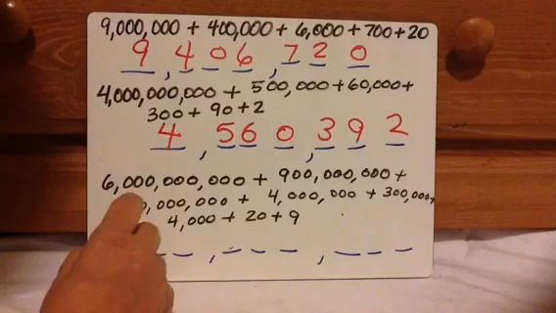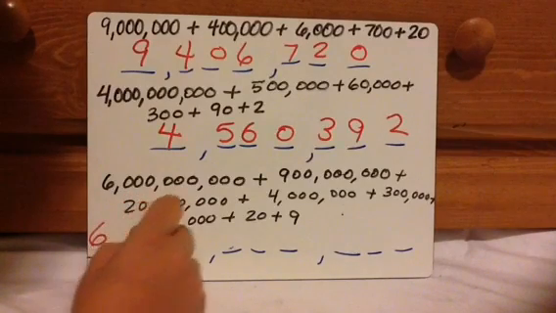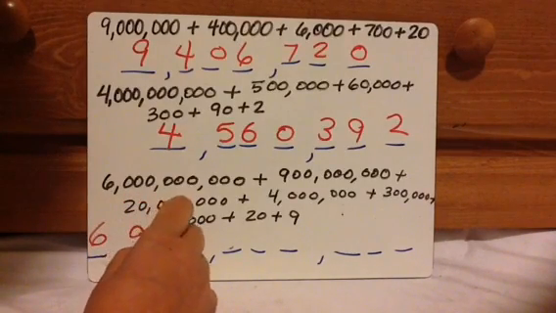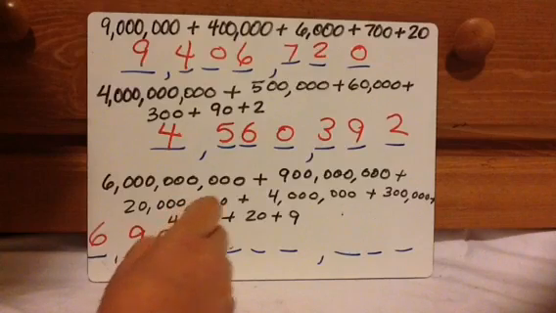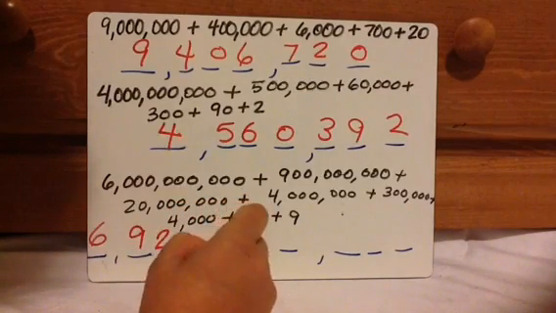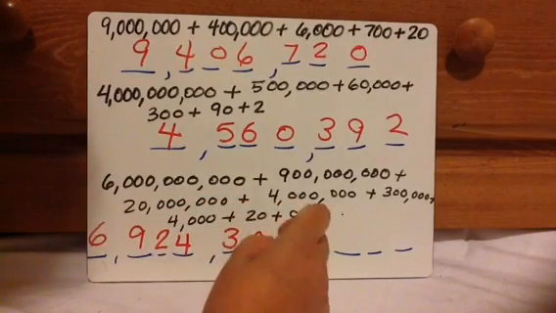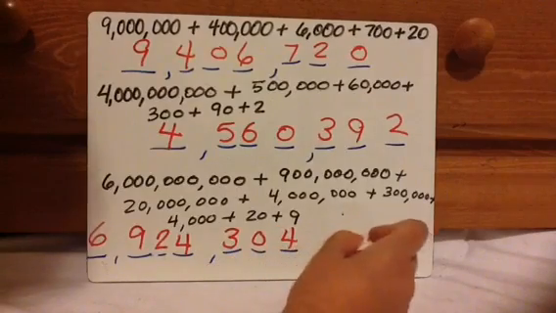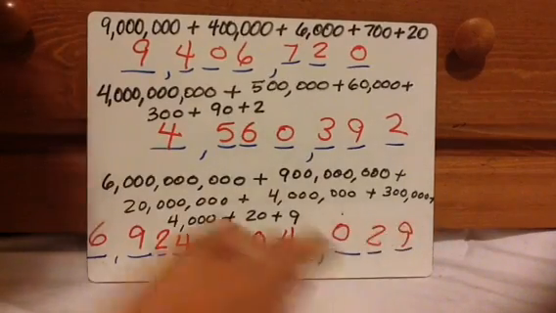6 billions place. 900 millions place. 20 millions place. 4 millions place. 300,000s place. 4,000s place, so that's skipped. 20 and then 9, so the hundreds are skipped.